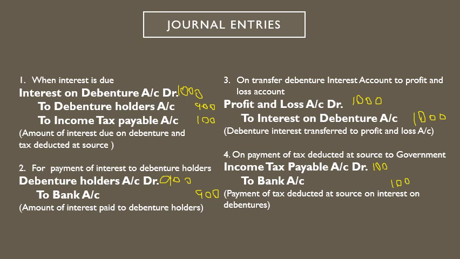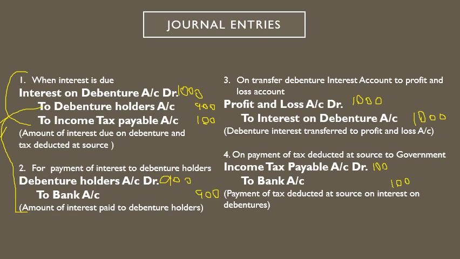So this is the case of interest on debenture. First we made interest due. At the time of making interest due, we have to deduct the tax from the debenture holders' amount. So here I have deducted the tax and a new account is opened, income tax payable account. This tax amount is kept in the new account called income tax payable. And next, the amount payable to the debenture holders is paid to the debenture holders. Here is the case, debenture holders account to bank 900.